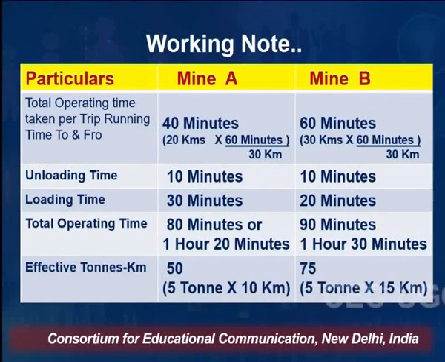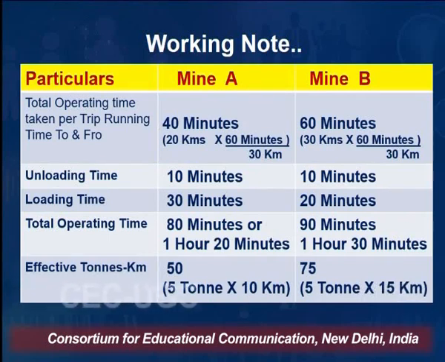We have to first calculate the total operating time taken to and fro for one trip to mine A and mine B. You have to run 20 kilometers for mine A, and for mine B it is 30 kilometers. The standard is that in 1 hour we run 30 kilometers. So to run 20 kilometers, the time you are going to consume is 40 minutes. For mine B it is 60 minutes. Unloading time and loading time we have to add to this operating time. So to and fro operating time is given.